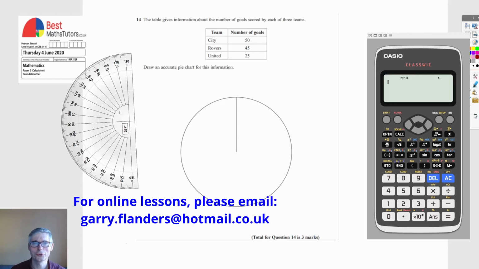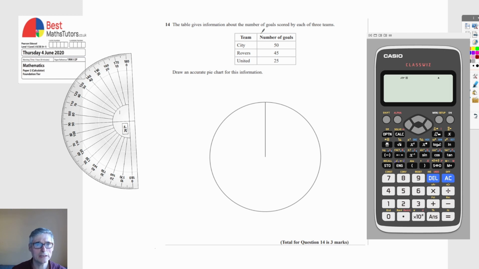Hello, I'm continuing to look at the Edexcel GCSE Maths Foundation Tier Paper 2 from 2020. This is question 14 and it's a question about pie charts. So we can see here that we've got a table which is giving some information about the number of goals scored by three teams. City scored 50 goals, Rovers have scored 45 and United have scored 25. And we've got to draw an accurate pie chart for this information.